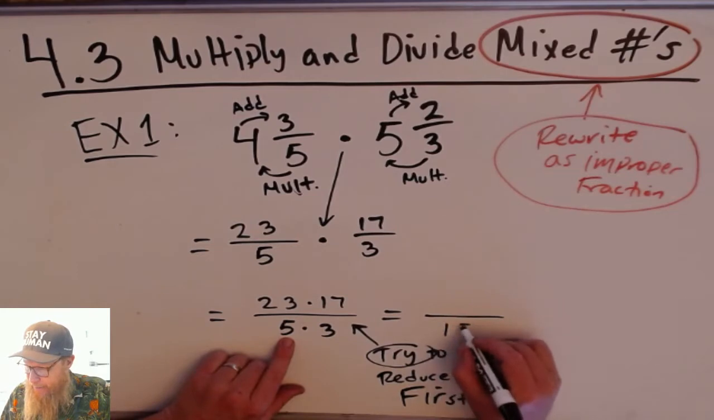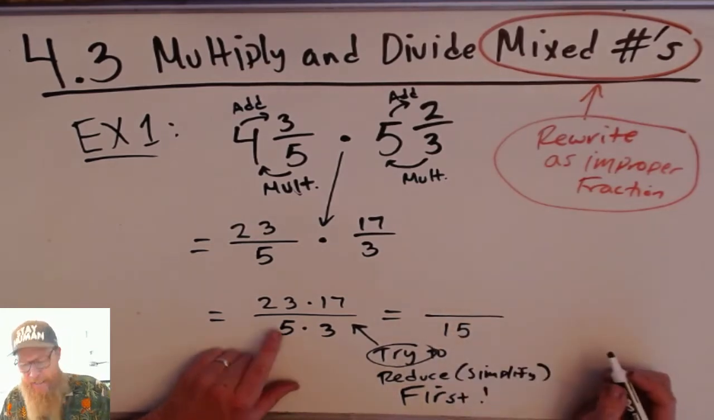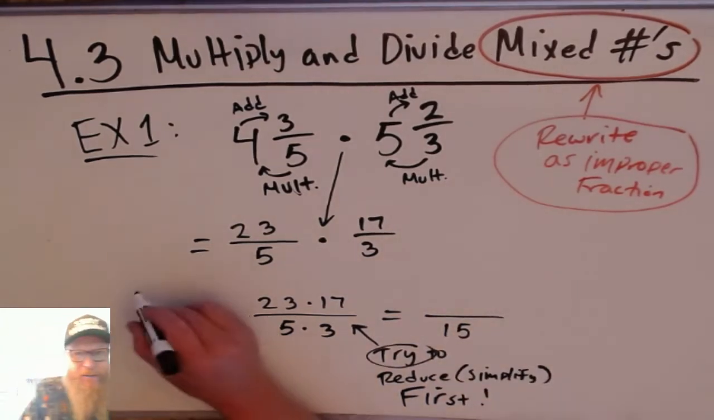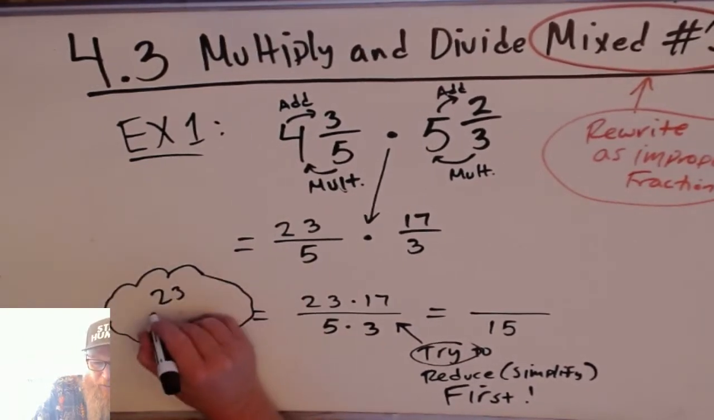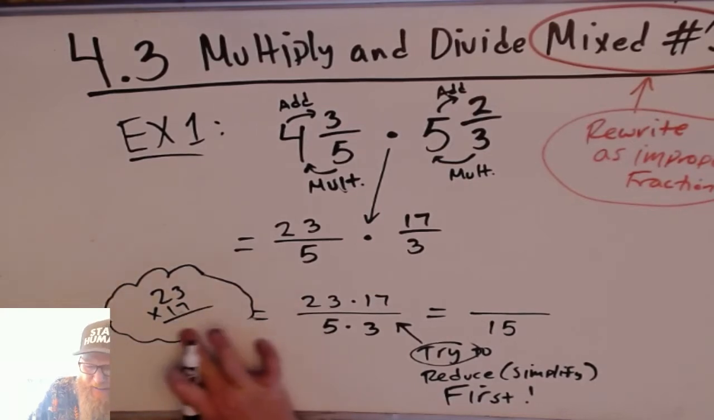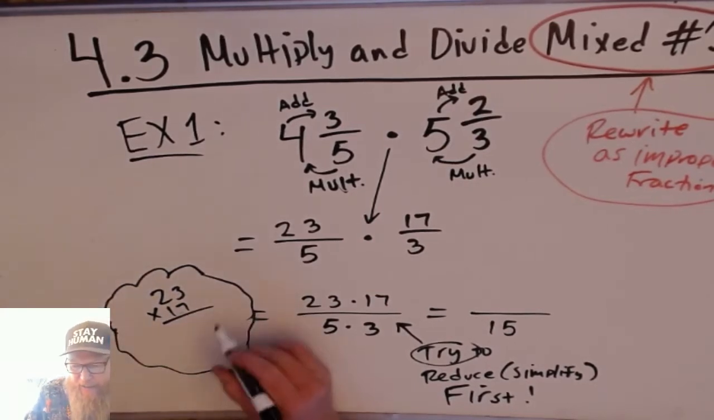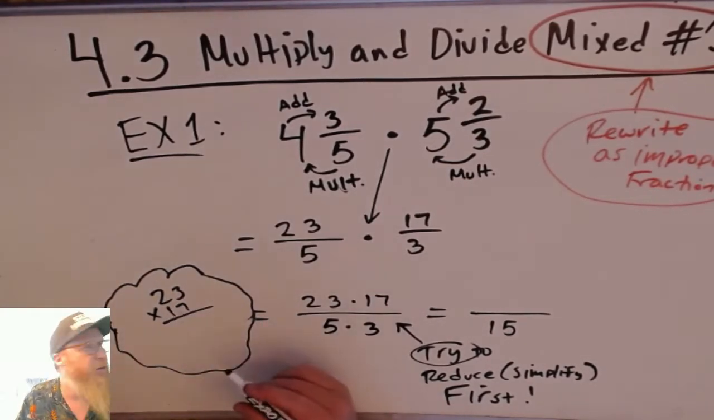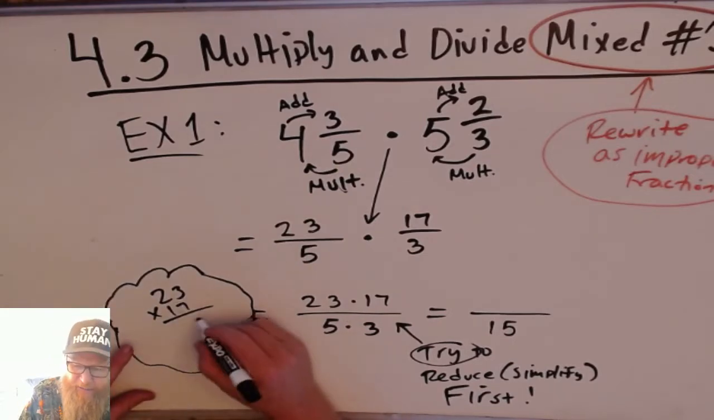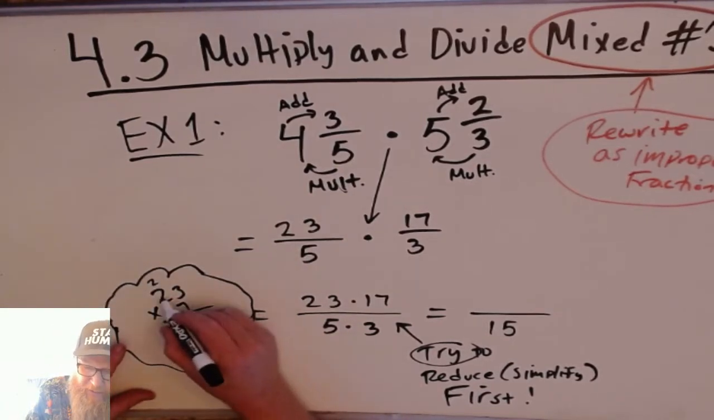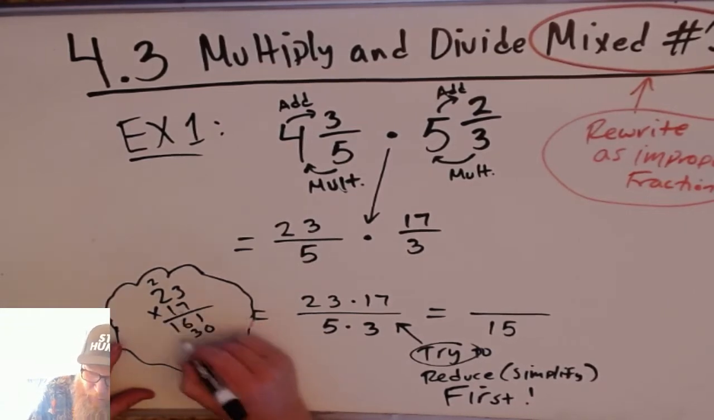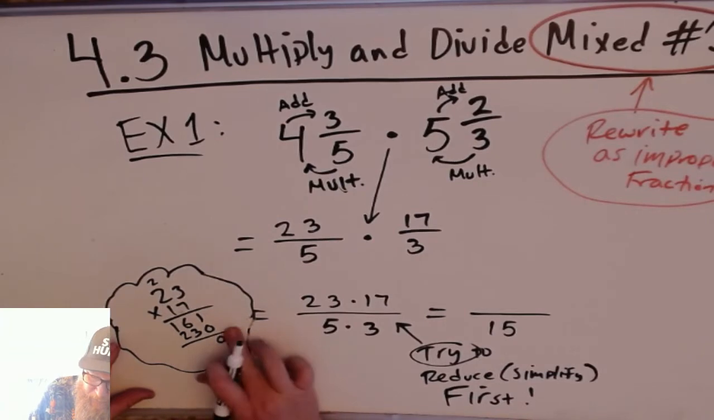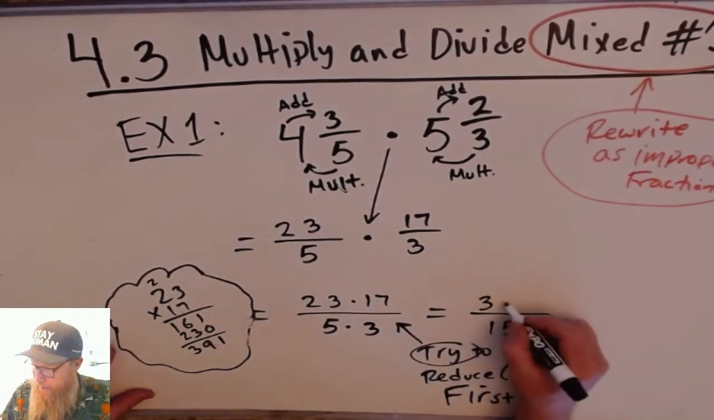The denominator is 15. That's easy. The numerator, I'm going to use a little scratch work over here. 23 times 17, probably going to need more room than that. If you want to break out your phone or calculator, you certainly can. 7 times 3 is 21, carry the 2. 7 times 2 is 14, plus 2 is 16. 1 times 3, 1 times 2. Add these up. You get 391.